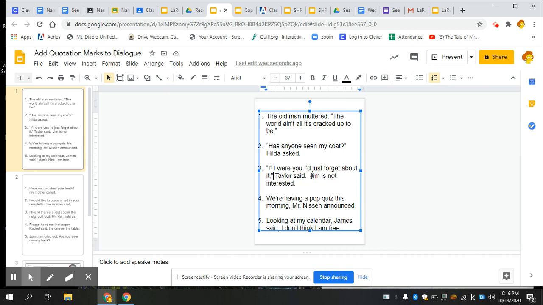Taylor's not done talking though. After Taylor said, "Jim is not interested," is more dialogue coming from Taylor. So I'm going to put a quotation mark around "Jim is not interested."